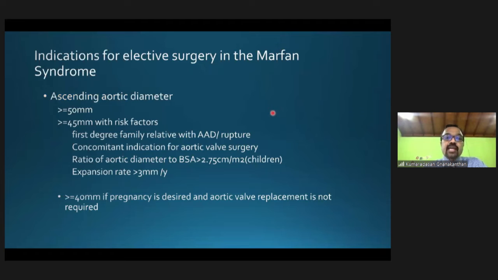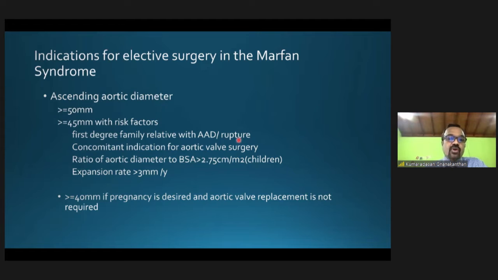And the indication for elective surgery in Marfan syndrome. Marfan syndrome is a different entity. In those cases, we usually tend to operate a little earlier than for the degenerative aneurysm. Usually the cutoff point is 50 millimeters. But in some cases, we will offer them surgery even at less than 50 millimeters, 45 millimeters, if there are risk factors like a first degree relative with acute ascending aortic dissection or rupture, or a concomitant indication for valve surgery, like severe AR with the left ventricle failing.